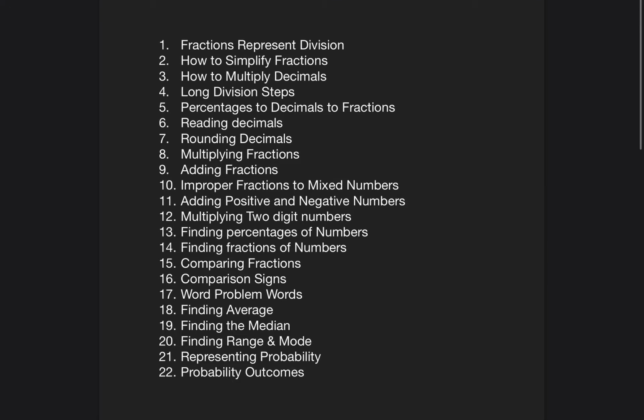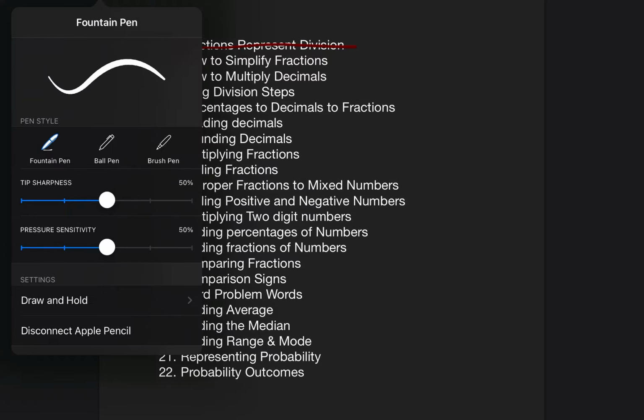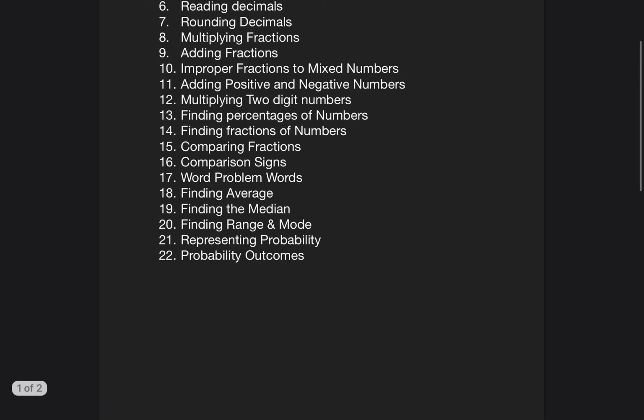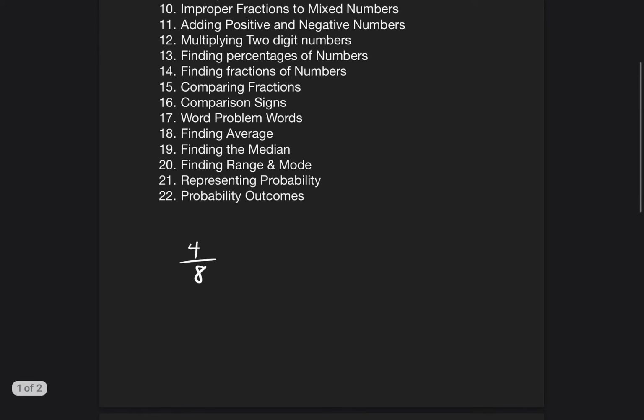The second topic is how to simplify fractions. So say we have the fraction 4 over 8, and we want to simplify it. There's two ways to simplify it. We can start by saying, okay, what is a number that goes into both 4 and 8? The first number that most people think of is the number 2. So you divide the top and the bottom number by 2. 4 divided by 2 is 2. 8 divided by 2 is 4.